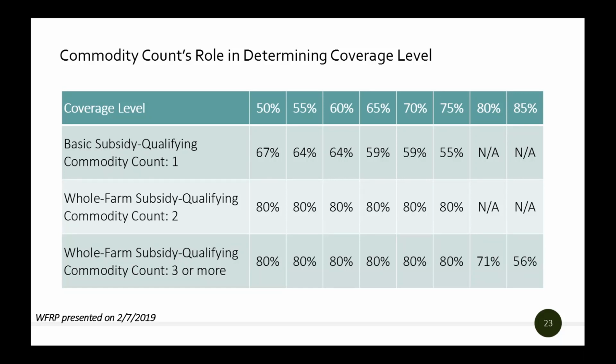Going down, we're looking also at the commodity count of 2. And again, although the premium subsidy level went up, the 80 and 85% coverage levels are not available. But then when we get to a commodity count of 3 or more, the 80% subsidy level is present through the 75% coverage level. But here you can see now you qualify for the 80 and 85% coverage levels. So the more diversification, the more premium subsidy credit is given.